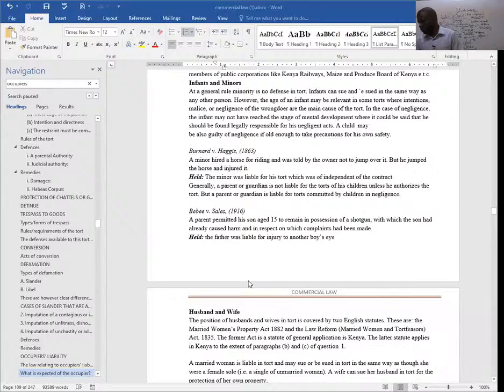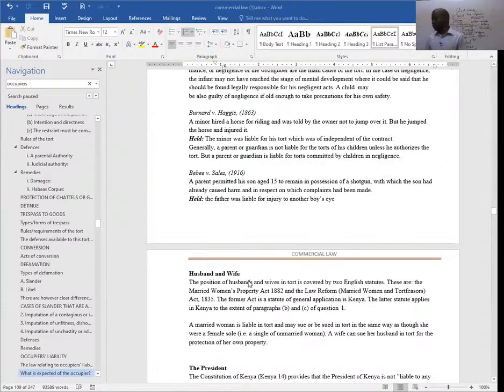Husband and wife. The position of a husband and a wife in tort is covered by 2 English statutes. This one is borrowed from the common law. The former act is a statute of general application in Kenya. So a married woman, and this is where it is important, is liable in tort and may sue or be sued in tort in the same way as though she were a single or unmarried woman. A wife can sue her husband in tort for the protection of her own property.